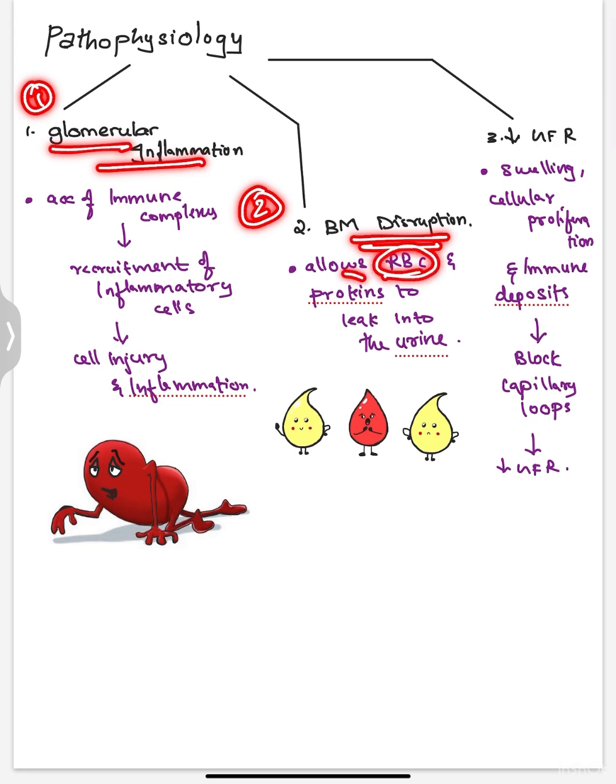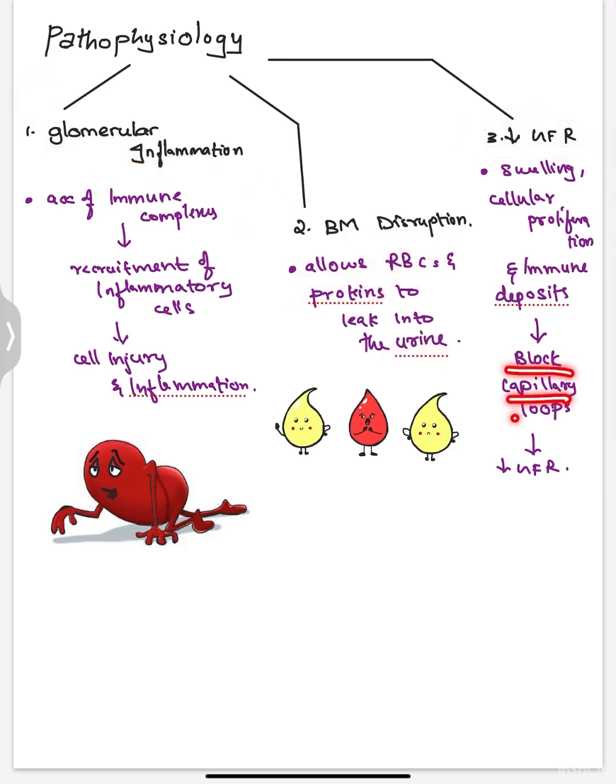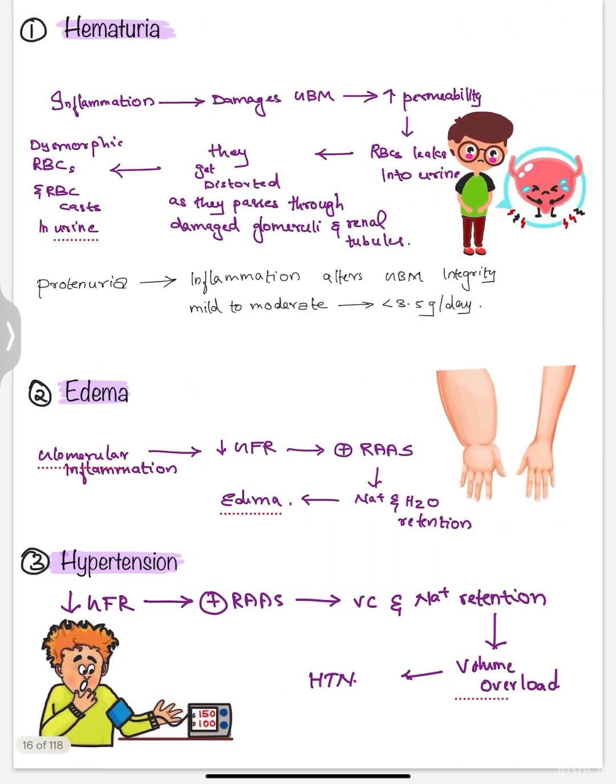That is RBCs and proteins leak into the urine, causing hematuria and proteinuria. And the third one is decrease in GFR due to the blockage of the capillary loop due to the immune deposits or proliferation or hypercellularity. It causes decrease in GFR. So we'll move on to the clinical conditions in detail. So hematuria, how is hematuria caused?